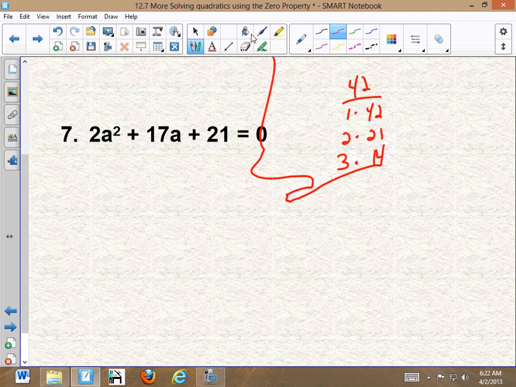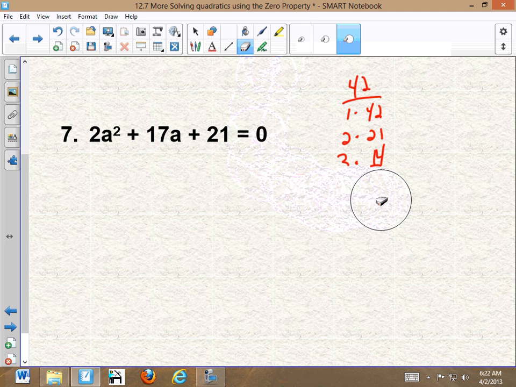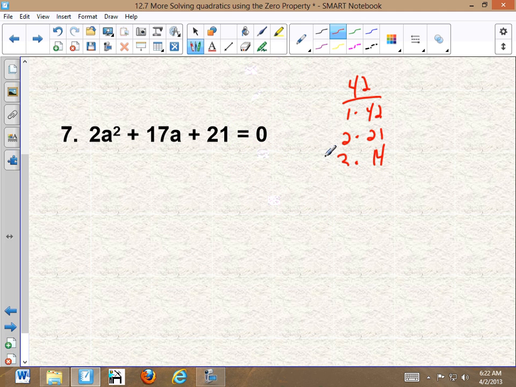If you didn't know that, use your calculator. Okay? 3 times 14 is 42. 3 plus 14 gives you 17. So now I have my parentheses. I have A plus 3. Yes, I almost made an X. And A plus 14. Now, what do I do now? Again, I'm glad I'm not here because I know that you're like, oh, now you just solve A equals -3, A equals -14, and that is wrong.